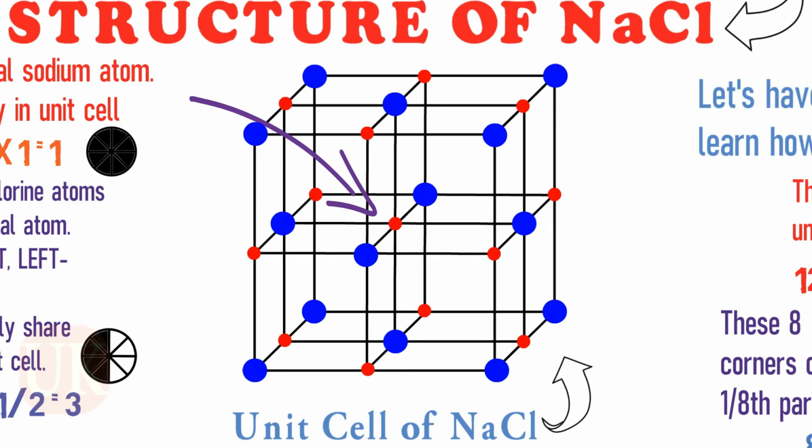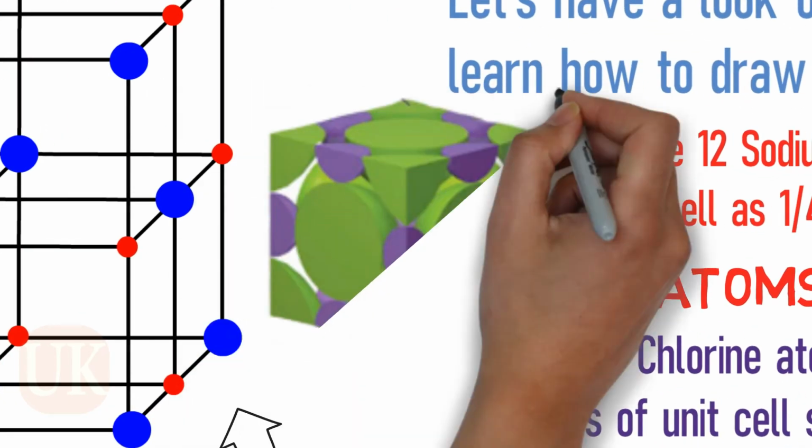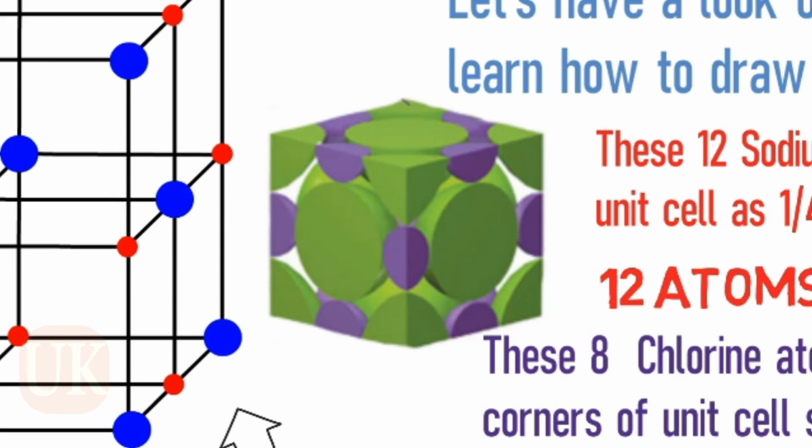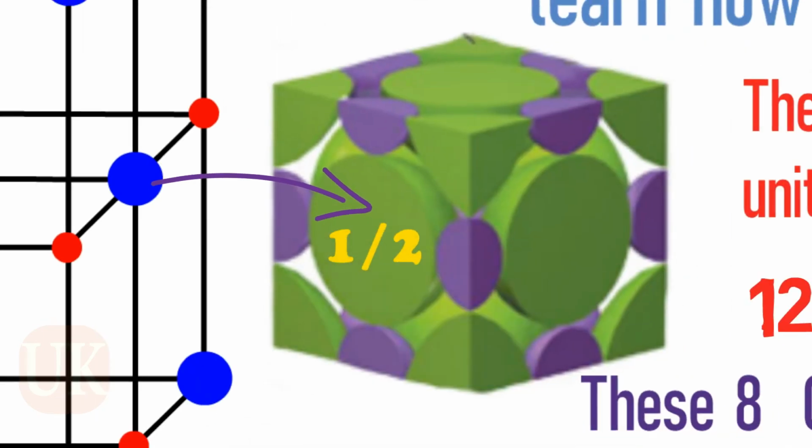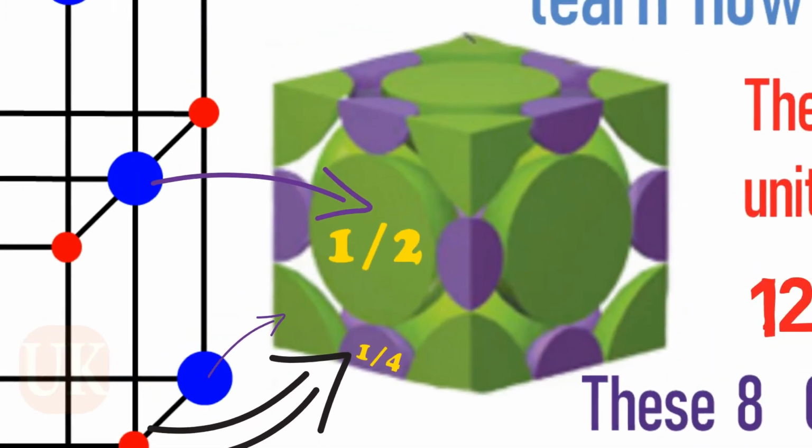Now let's have a look at a 3D model, which describes that it is a compact structure arranging sodium and chlorine atoms. A central sodium atom cannot be seen, but it can be seen through between these. So it is a solid structure. We can see only 3 faces. In these 3 faces, we can see 1/2, 1/4 part and 1/8 part. Just have a look. In this way, you can clear the concept of sharing of atoms in a unit cell.